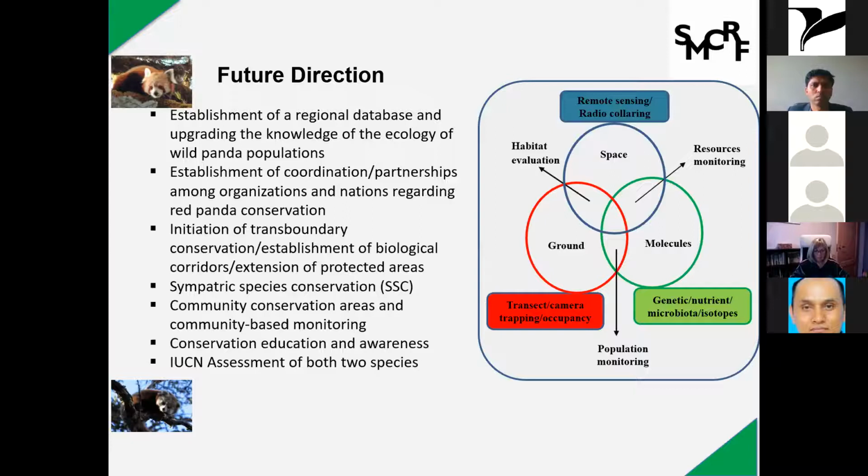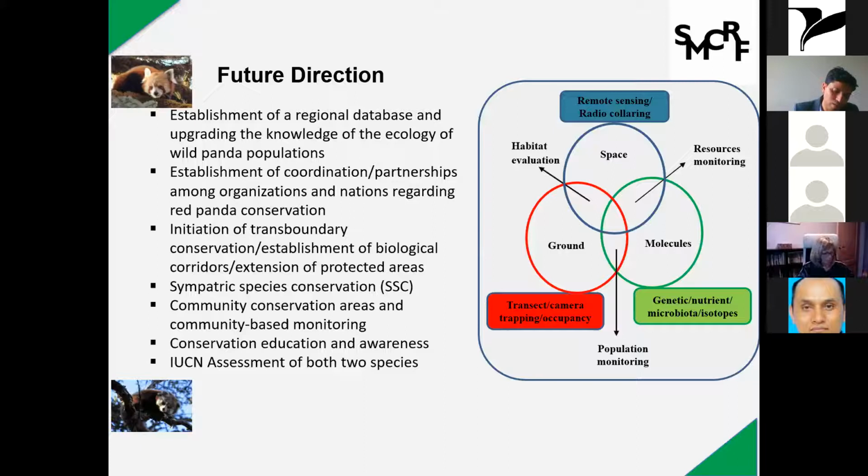For the future, what we can do to protect the red panda: we need to establish some regional database and upgrade knowledge of ecology for wild red panda populations. We should establish coordination and partnership among the organizations and nations regarding red panda conservation. We have to initiate transformative conservation, establishment of biological corridors, extension of existing protected areas. We also need to apply symbiotic species conservation concepts to protect many species, taking red panda as the flagship.